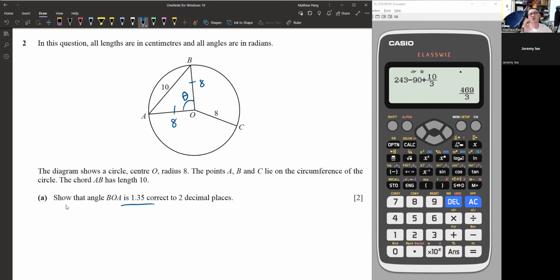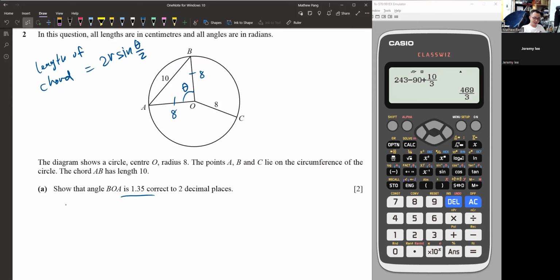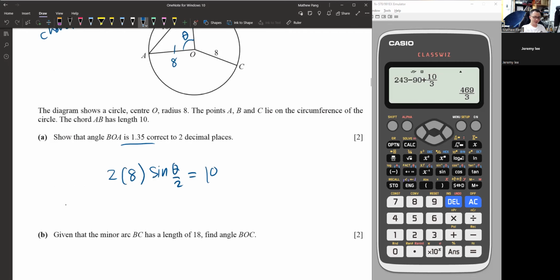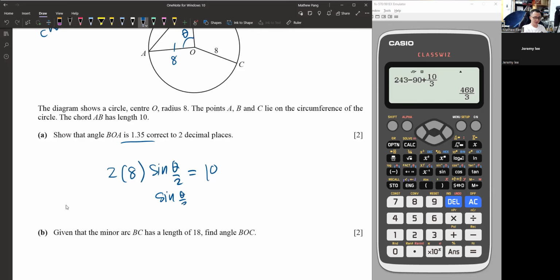Depending on what you want to do, you can do the cosine rule. But the cosine rule is a bit long here. So we have a formula for chord, right? For the length of a chord. The formula should be 2r sine theta over 2, right? Let's try this formula. So 2, my r is 8, sine theta over 2 equals the chord length, which is 10. So sine theta over 2 is 10 over 16, which is 5 over 8. Divide the 16 to the other side.